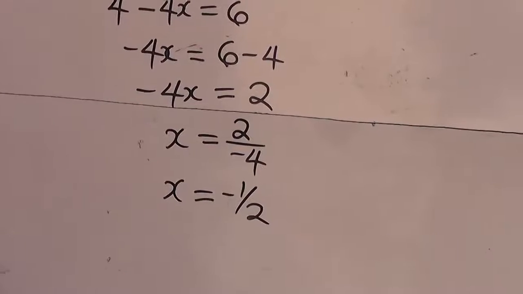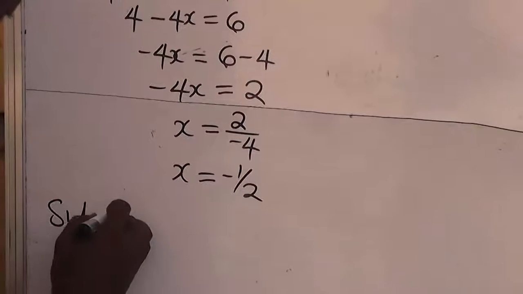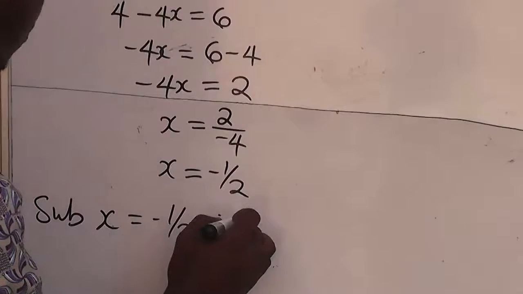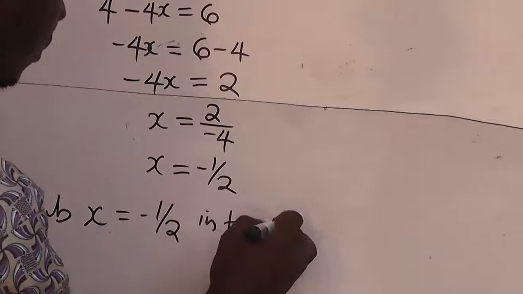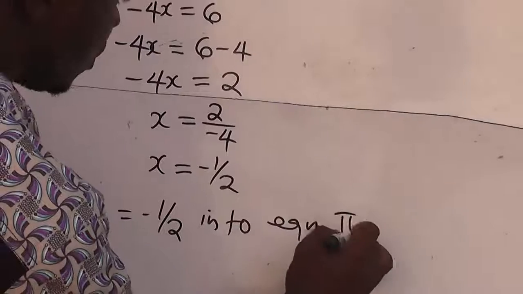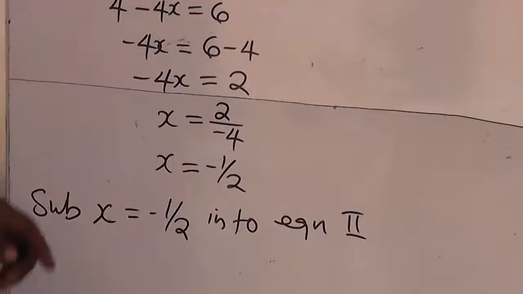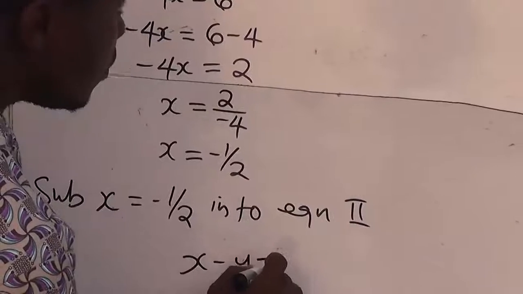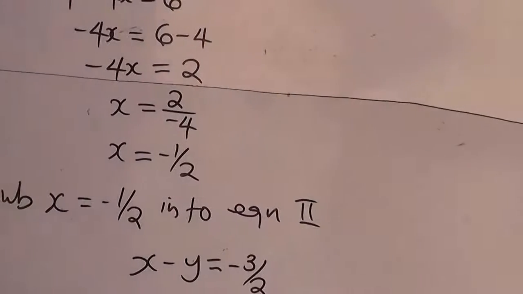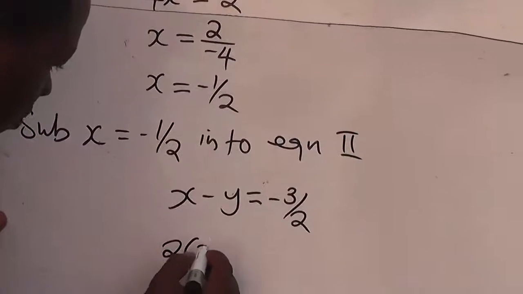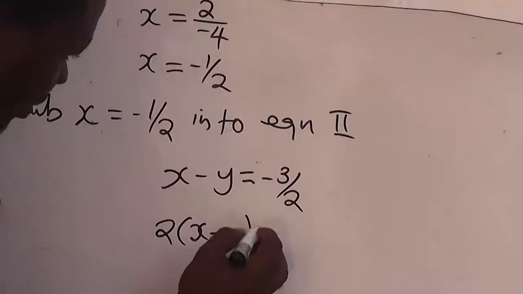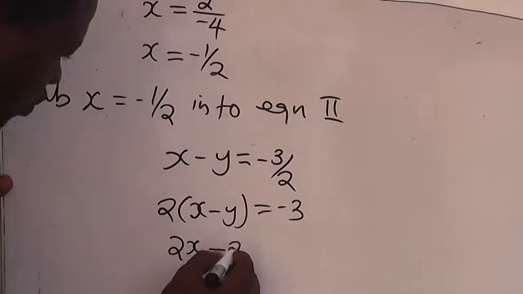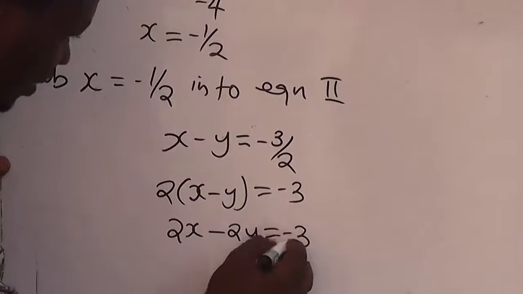This is the value of x. So we substitute x is equal to minus 1 over 2 into equation 2. Equation 2 is clear already. That is x minus y is equal to minus 3 over 2. If we cross multiply, you have 2 into bracket x minus y is equal to minus 3. So this will give us 2x minus 2y is equal to minus 3.